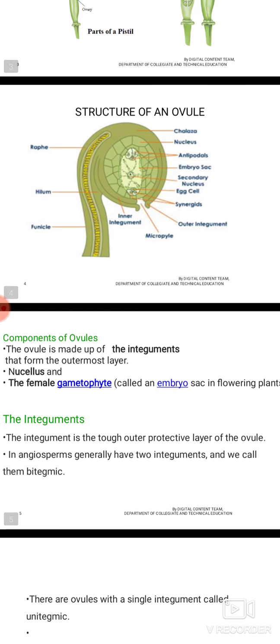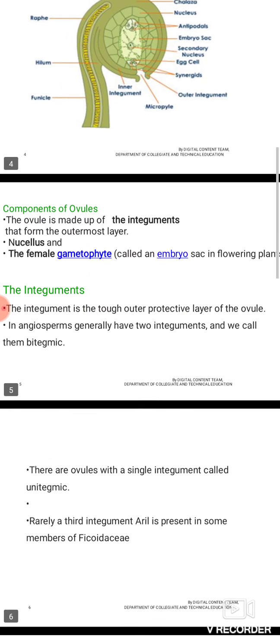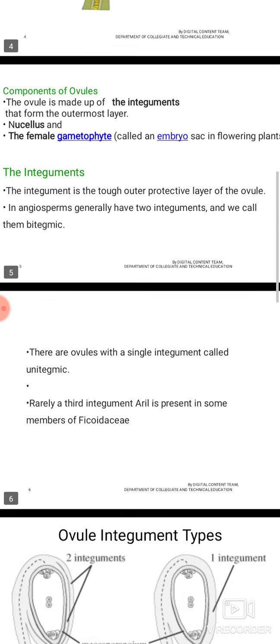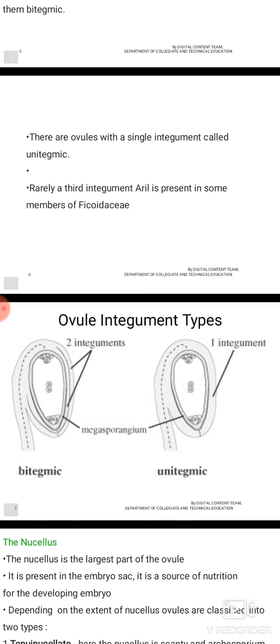Coming to the integuments. The integument is a tough outer protective layer of the ovule, and usually in case of angiosperms, it is bitegmic. And there are ovules with single integument and they are known as unitegmic. Rarely a third integument known as aril is present in some members of Euphorbiaceae. This is a diagram of a bitegmic and a unitegmic type of ovule.